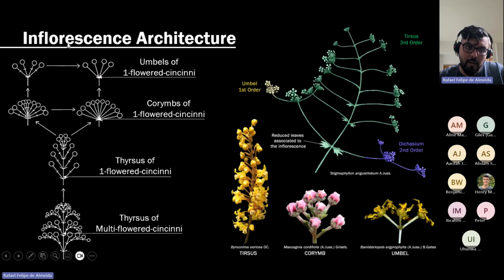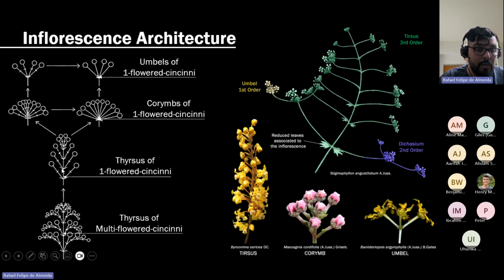So here we're gonna talk a little bit about inflorescence architecture. What do I mean by inflorescence architecture? I mean, what are the arrangements that we can find regarding compound inflorescences in Malpighiaceae? So here on the left, you can see a model of inflorescence evolution published in the 80s for Malpighiaceae, in which the author hypothesized that, for example, the ancestral Malpighiaceae had thyrses of multi-flowered cincinni. So each of these branches here is one simple inflorescence gathered into another type of inflorescence by this main axis.